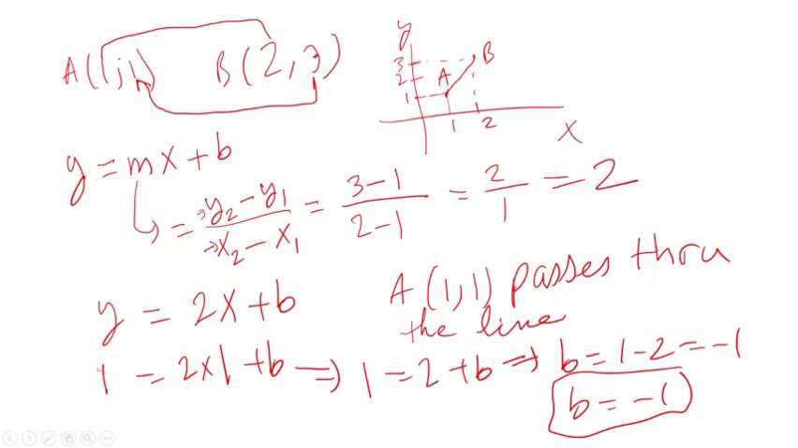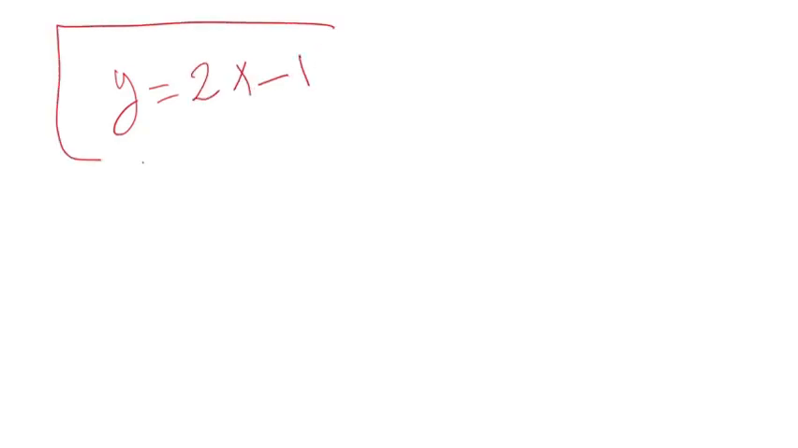So the equation of this line that passes through these points A and B can be written as y equals 2 times x minus 1.